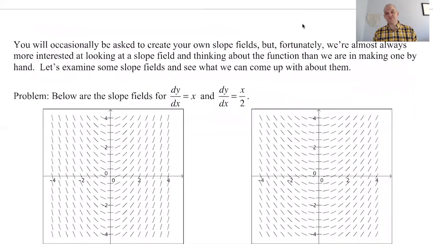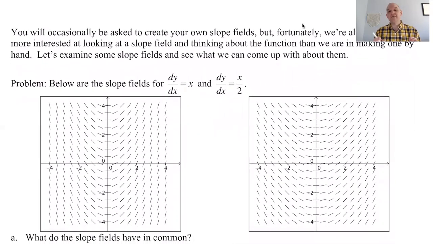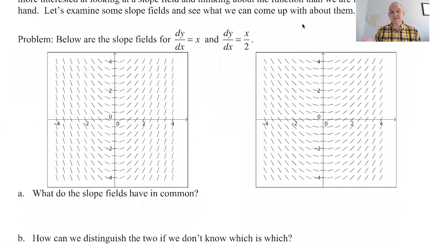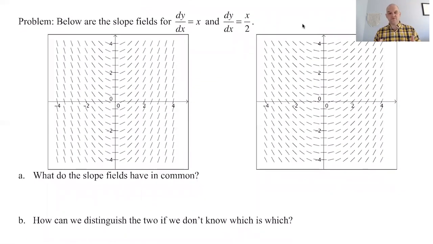We're lucky though, because most of the time we're given the slope field. And then it's just a question of do you know how slope fields work? So let's take a look at these and see if we understand the subtleties between these two slope fields. dy/dx is x, and dy/dx is x over 2. Very similar. You probably immediately have a feeling about this, but I want to answer the question first. What do they have in common? So look at the two slope fields.